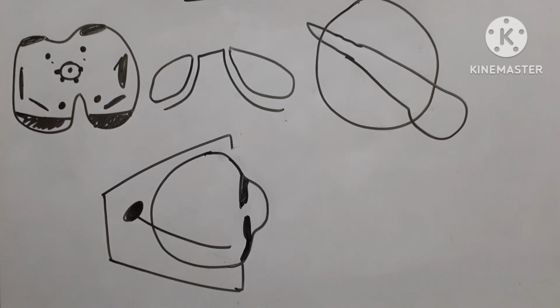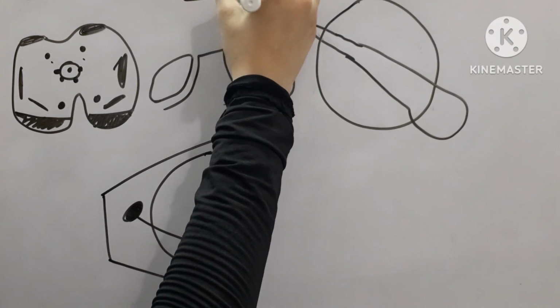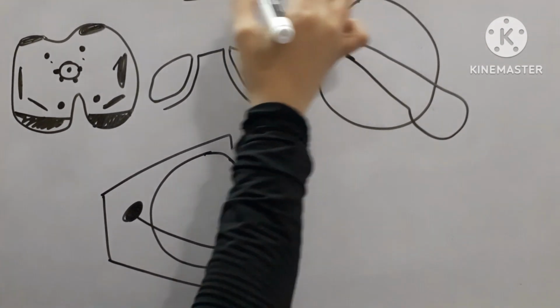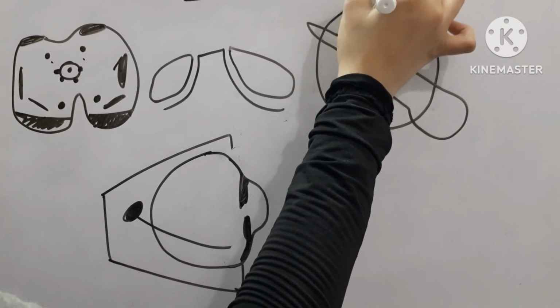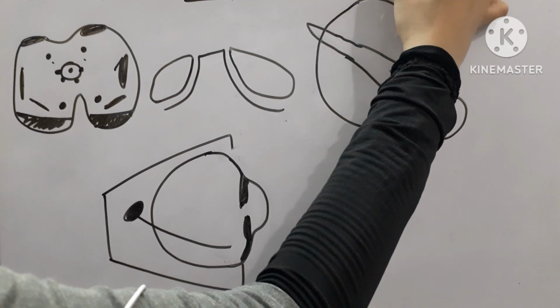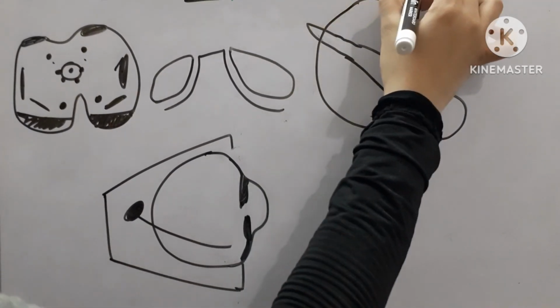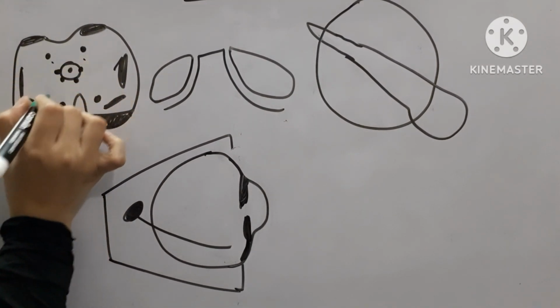Now we will discuss miosis, which is constriction of the pupil. It is a parasympathetic reaction. The fiber supply, if we see the pathway, starts from the midbrain.